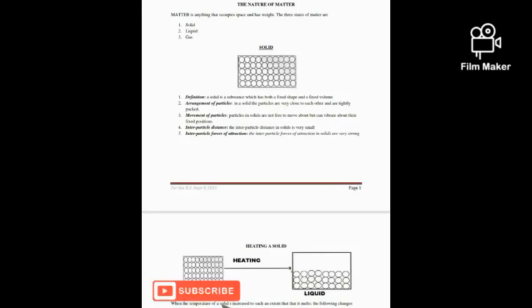Now, in today's lesson in chemistry, we want to look at the nature of matter. By definition, we're saying matter is anything that can occupy space and has weight.